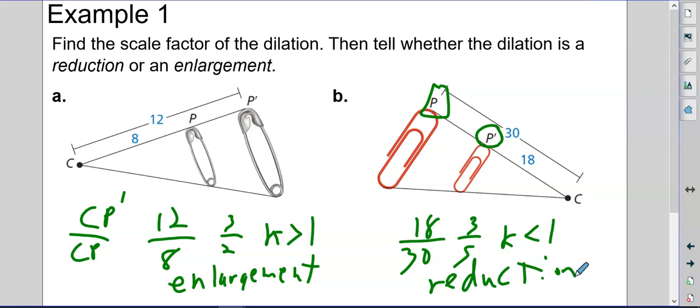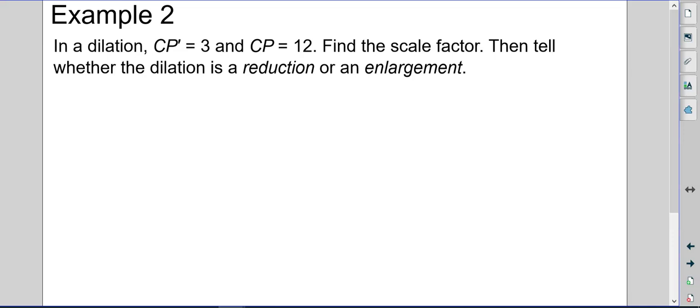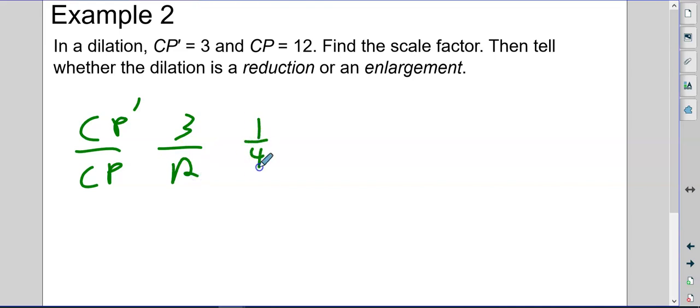So the relationship is always in fraction form. If the fraction is greater than 1, it's an enlargement. If it's less than 1, it's a reduction. And we always put the P prime on top. If it helps you, just write this every time. So in a dilation, CP prime is 3, CP is 12. That reduces to 1 over 4 if we divide by 3, top and bottom. K is less than 1. That is a reduction.